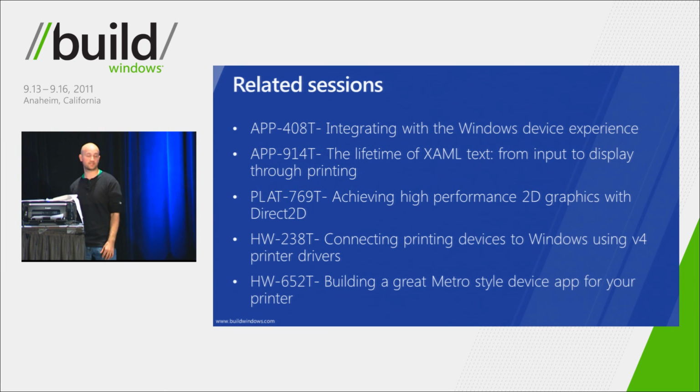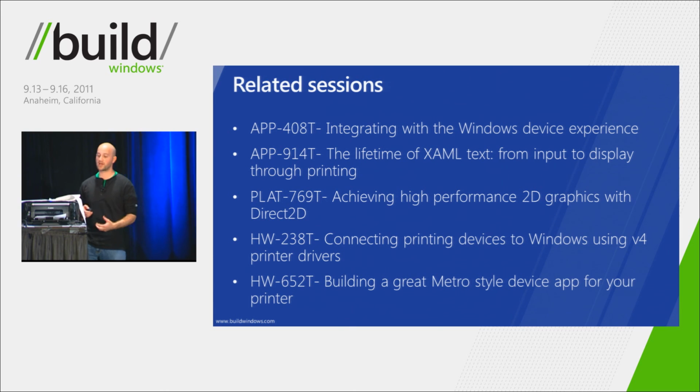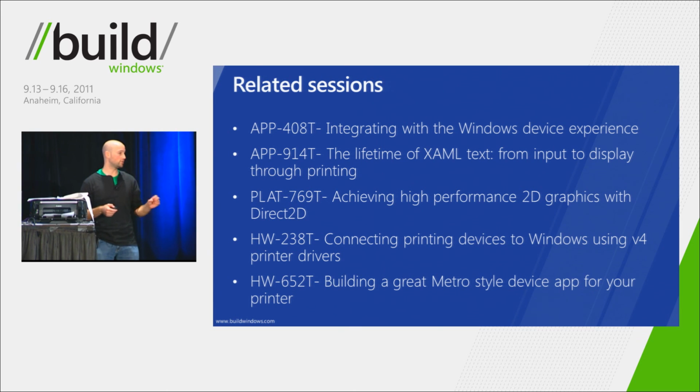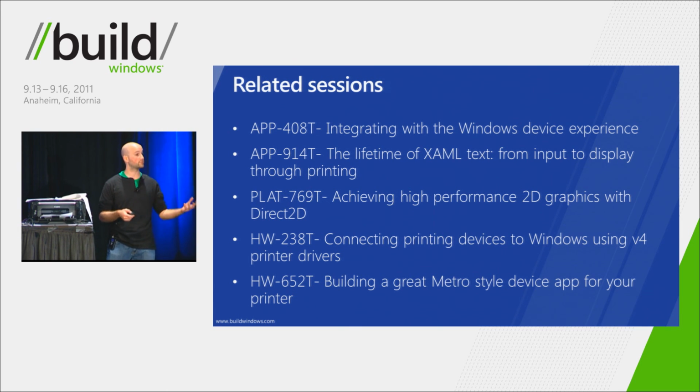Here is a list of related sessions. So for those of you that are building Metro-style apps that print, you might want to check out 408, where Mark Podier covers the devices charm, including Play To and print. 914, where Chipolo Street covers XAML text from input to display to printing. And 769, where Mega Jane covers the high-performance graphics APIs, including the API that lets you go directly from screen to print.